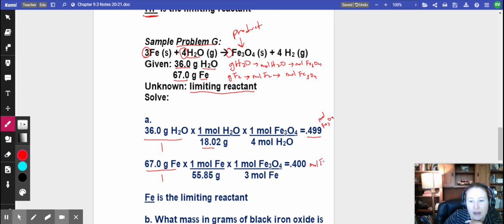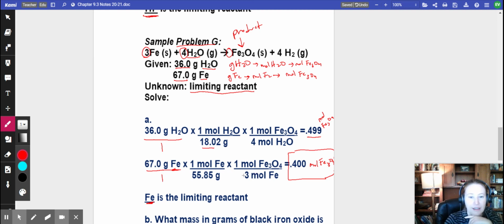0.400 moles of Fe3O4. So which one can I actually make? Well, I can only make the smaller amount, and then I will run out of that reactant. So because the smaller amount, 0.4, came from iron, iron is my limiting reactant. Okay, hopefully that makes sense.